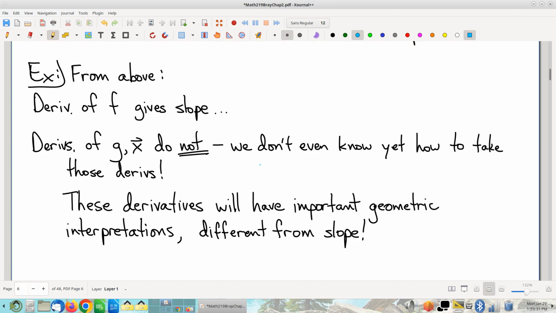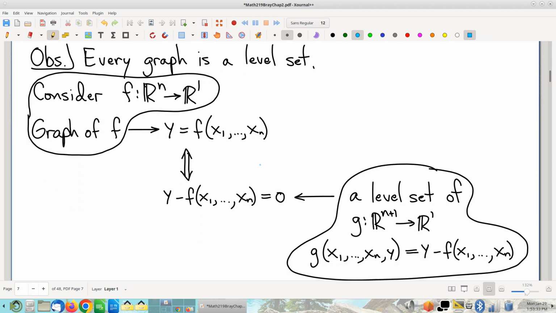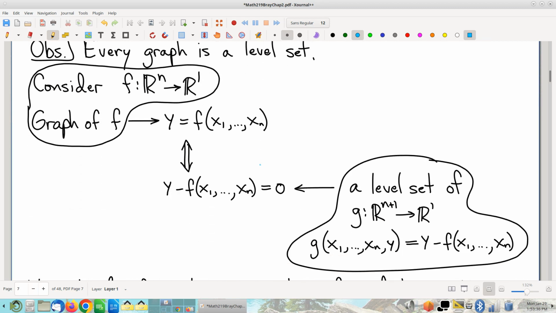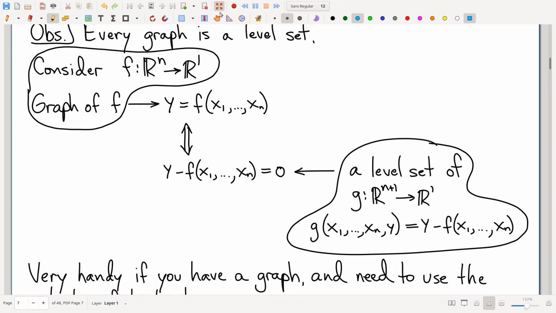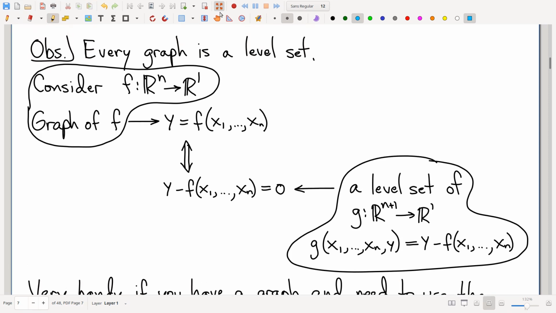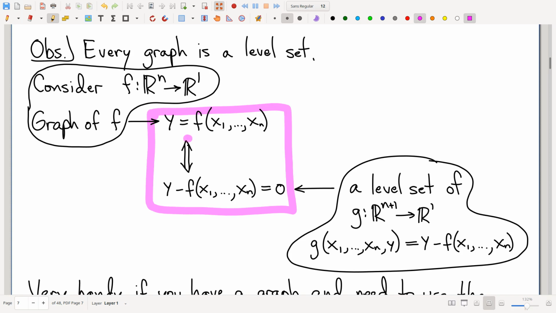Okay, moving along. Here is a nice little relationship between graphs and level sets. Very useful here and there. I'll show you an example in a second here. But I claim every graph is a level set. As follows. Here's the critical bit of algebra. This right here. And notice this is another algebraic equivalence. These two equations are completely equivalent.